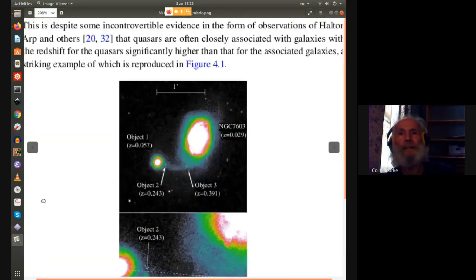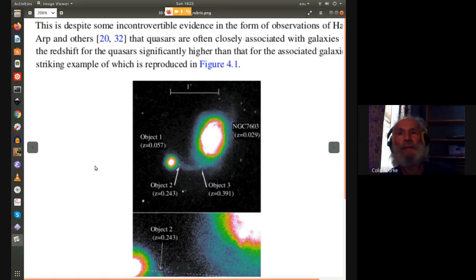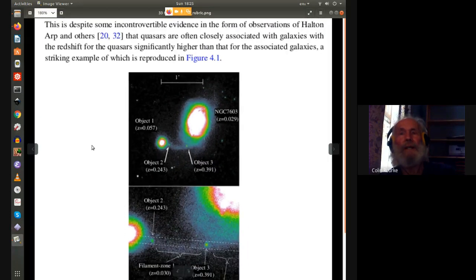This is despite some incontrovertible evidence in the form of observations by Arp. The quasars are often associated with galaxies, with the redshift of the quasars significantly higher than that for the associated galaxies. So here's a striking example.